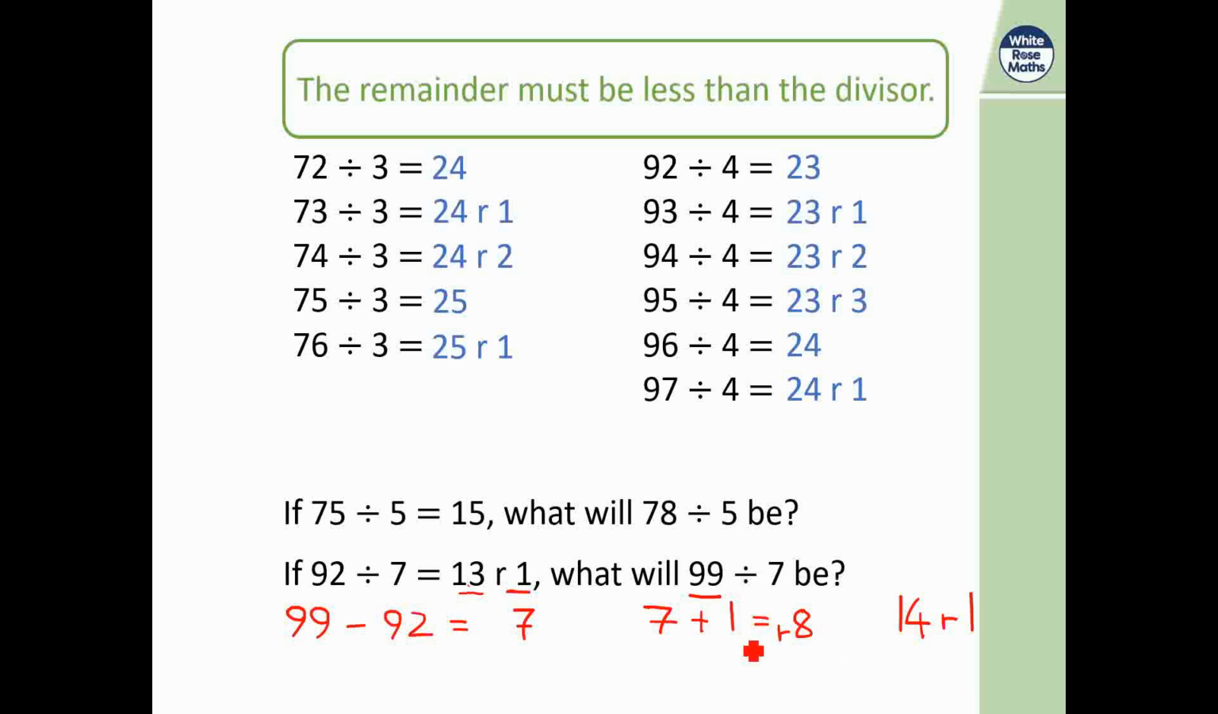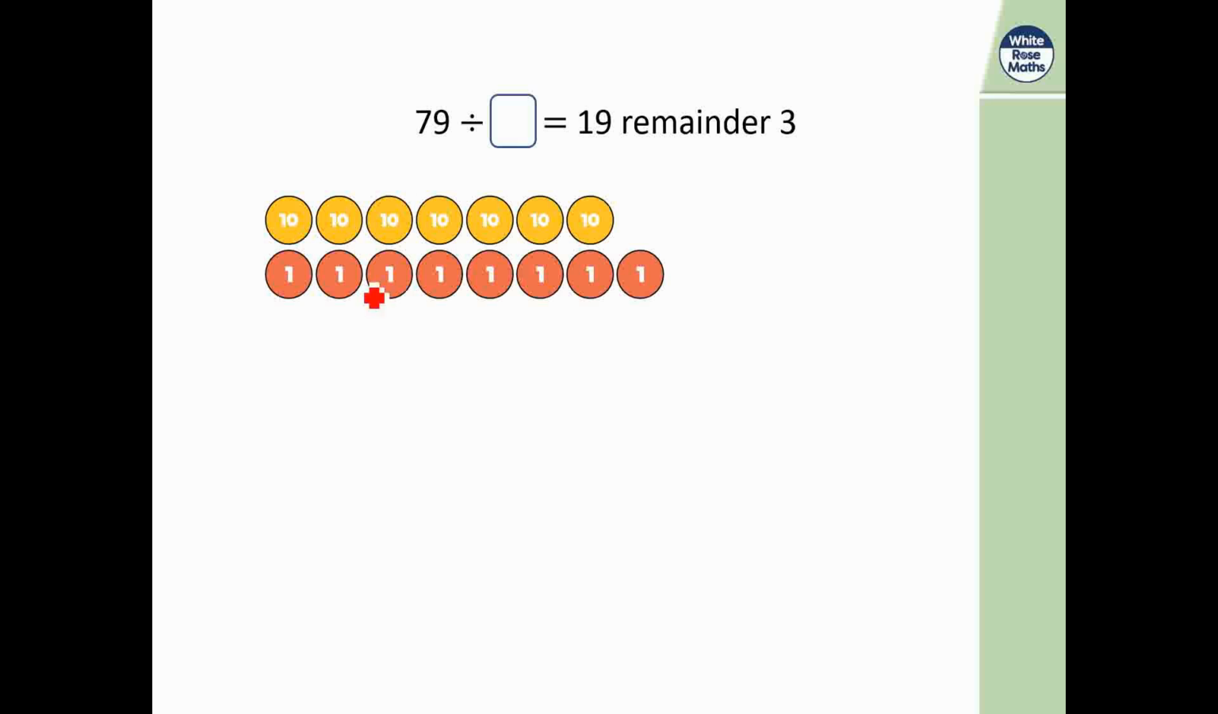Because 99 is 7 more than 92, so you can put another 7 in, but you will still have remainder 1. Okay, so here we have 79 represented in counters. We have 7 tens and 9 ones. That's the remainder 3. So that's what we did. We did 79 take away 3, which gave us 76.